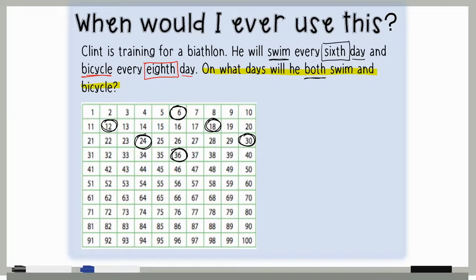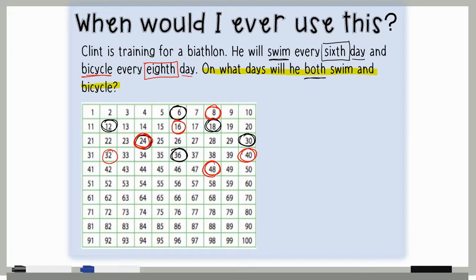Same thing now with bicycling. So now every 8th day he's going to bicycle. So on day 8 he bicycles. On day 16. Oh, look at that. On day 24 I have it circled as a swim day, and I also have it circled as a bicycle day. So I know that on day 24, he's going to do both. And then on day 32, he bicycles, on day 40, and on day 48.